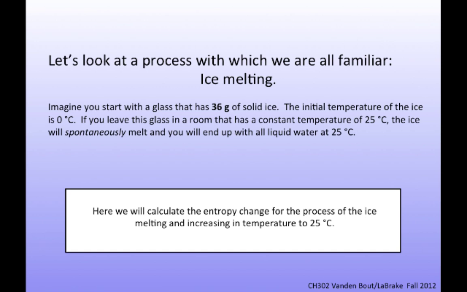So for this process we want to calculate the entropy change for the ice melting and increasing to a temperature of 25 degrees C for the system, the surroundings, and the total entropy change.